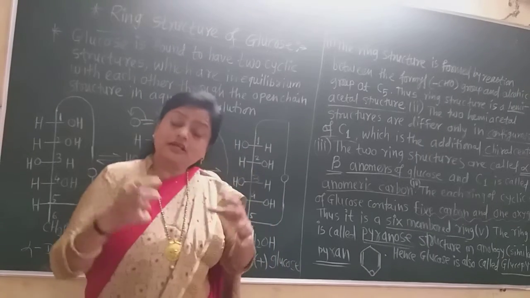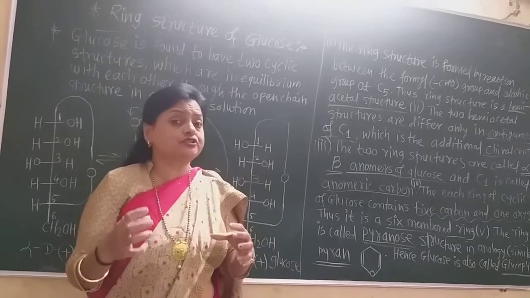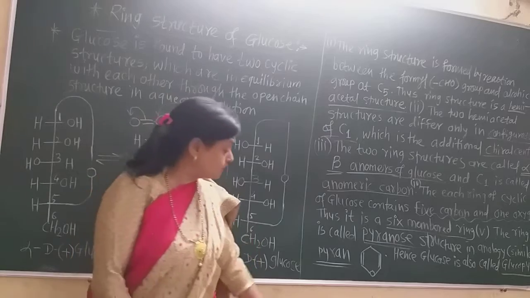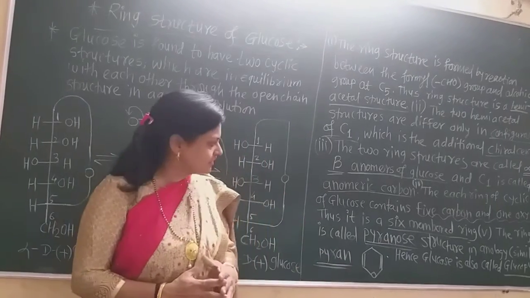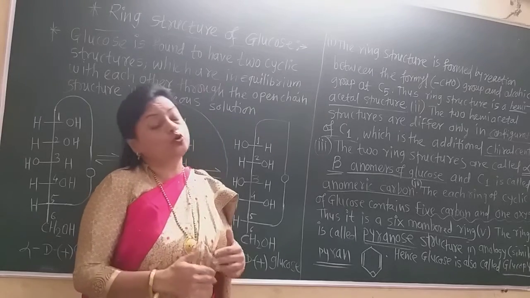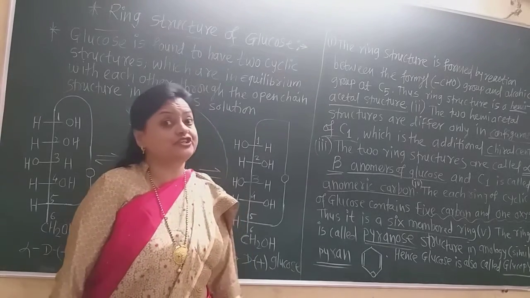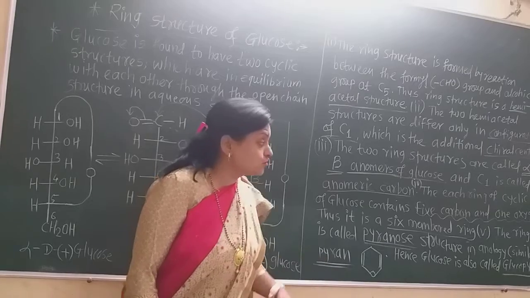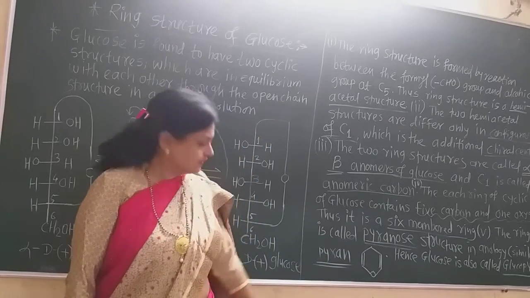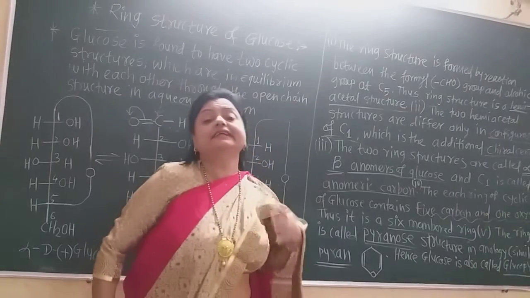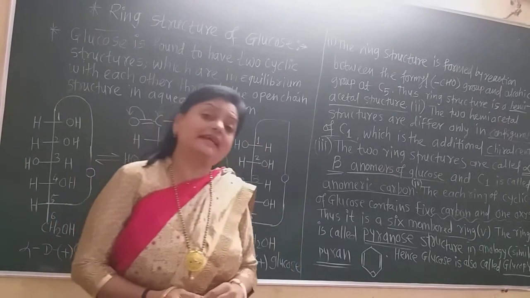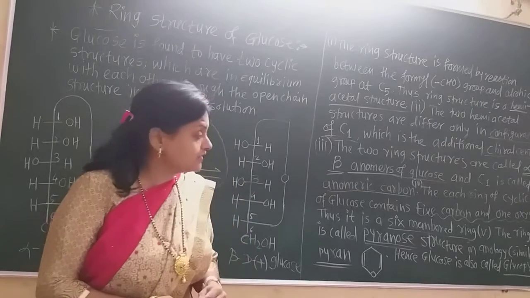So the ring structure of glucose is similar to that of the pyran, and so the ring structure of glucose is also called the pyrano structure or glucopyrano structure. You may be asked the question why glucose is called glucopyranose. Then that is the answer: because it has a heterocyclic ring structure like that of the pyran, and therefore it is also called glucopyranose.